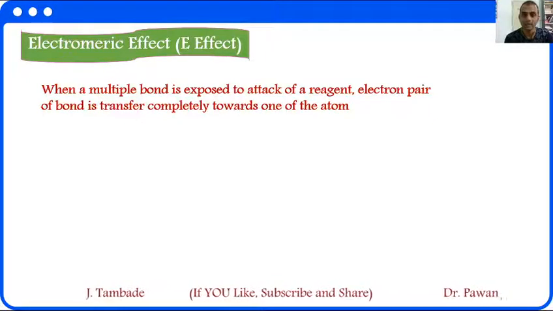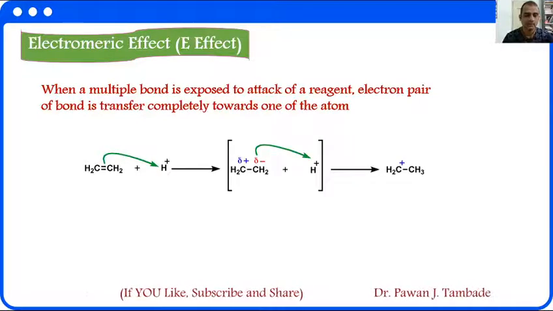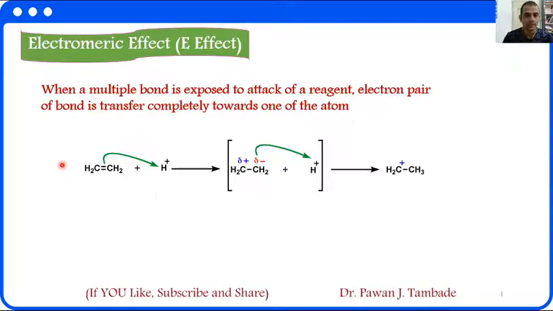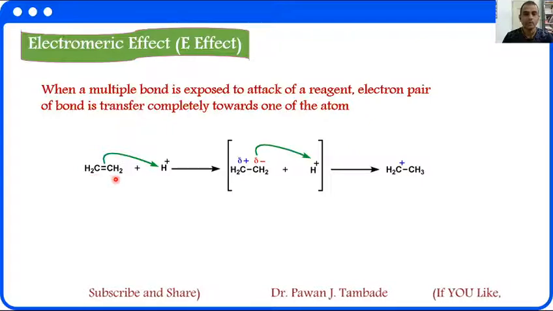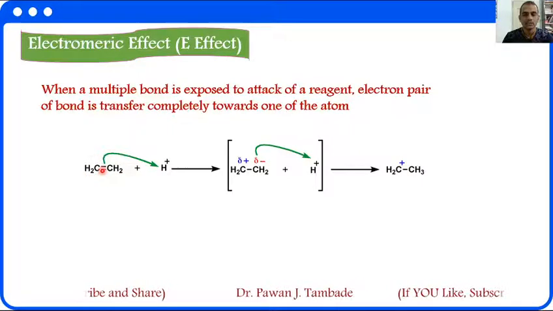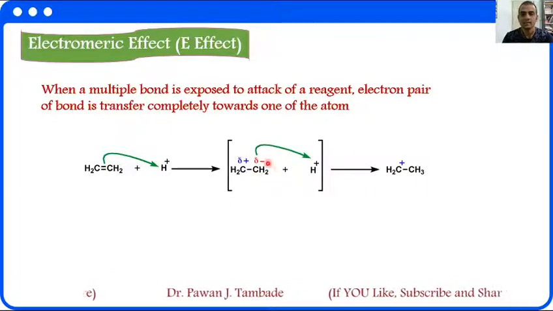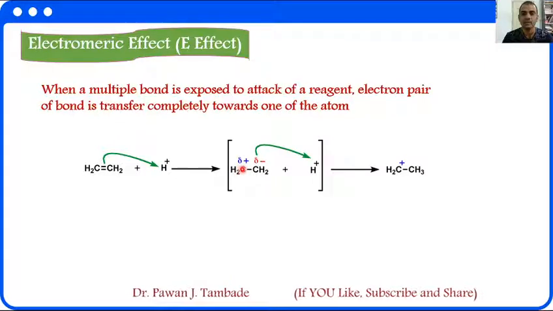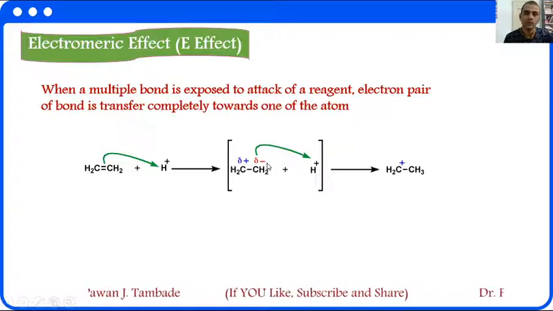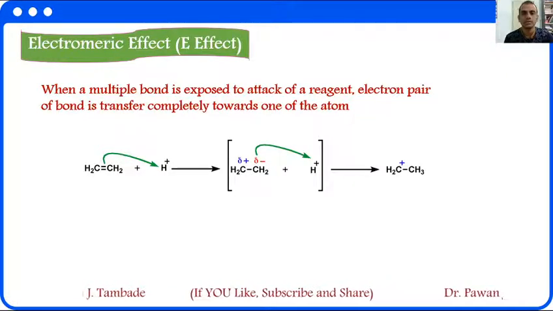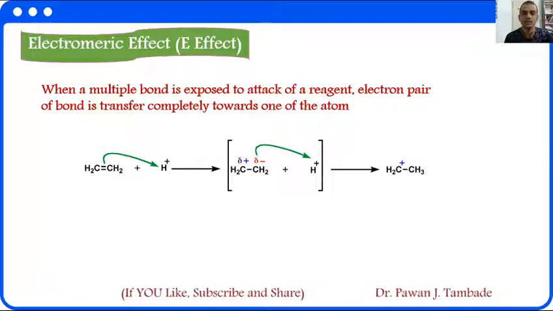Let us have an example to understand this electromeric effect effectively. If you consider the example where an alkene is exposed to some electrophilic species like an acid, then the carbon-carbon double bond present in the alkene is shifted towards one of the carbon atoms, and thus that carbon atom gets a delta negative charge and the next carbon atom gets a delta positive charge. This charge separation of a molecule having a multiple bond in the presence of some attacking reagent is called the electromeric effect. It is also called the E effect.